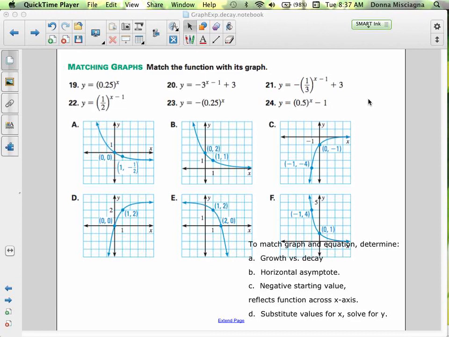If you get to those three, you've done those three and you can't figure it out, they're too close, then substitute values for x and solve for y and see which ones match. But this one you can do by inspection, and this one requires work. So do the ones that you can do by inspection first, and then do the ones that you need to do work for. Let's identify growth versus decay.